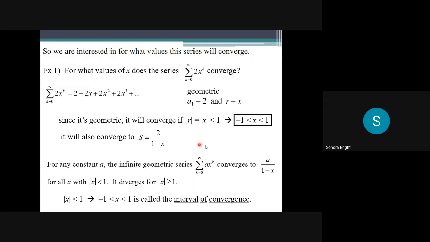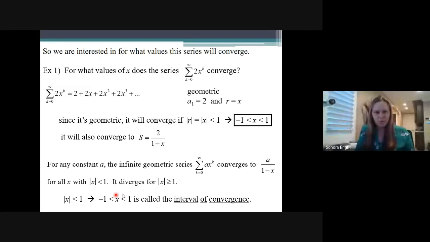And then we found absolute value of x was less than 1, and then we rewrote it. Removing the absolute value symbols means that x is between -1 and +1. This is what we call the interval of convergence. Any values in that interval are going to converge, right? So any number between -1 and +1, not including them, right?